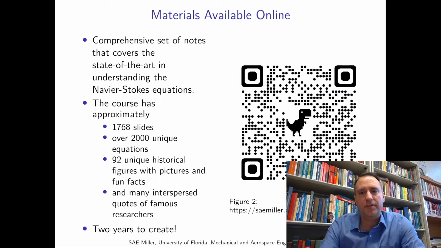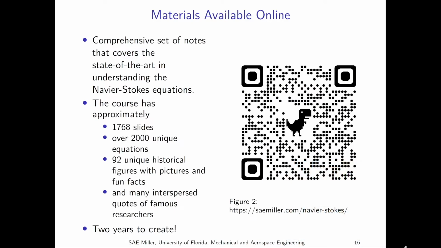So all this material is available online, and you can use the QR code on the right with your phone to go to the website, or you can go to my website, saemiller.com/Navier-Stokes, and you can download a comprehensive set of the course material. You'll get a full slide deck, my version, not the student version, with all the equations included, of 1,768 slides. There are over 2,000 unique equations, including the Navier-Stokes equations, of course. There are 92 historical figure slides with fun facts, which were wonderful to research. And there are many little interspersed quotes by famous people. This whole effort took 2 years to put together, so I hope you very much enjoy it.